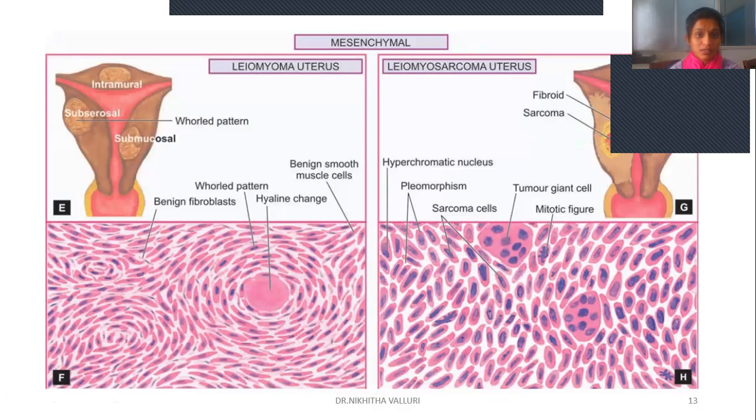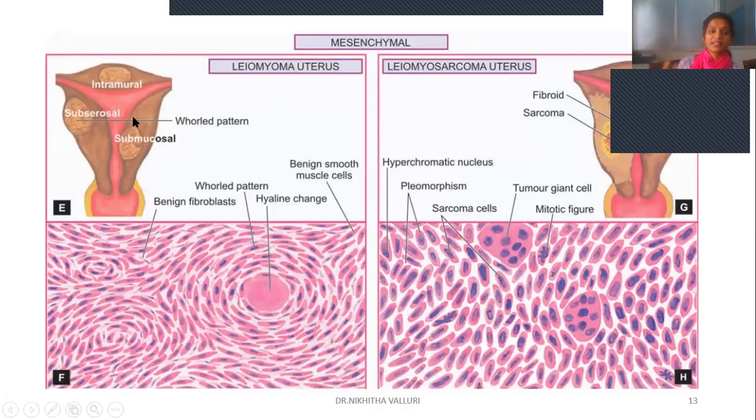Leiomyoma is nothing but smooth leiomyoma of uterus. If you see here, this is sarcoma. If there is involvement of mesenchymal tissue, we call it sarcoma. If there is involvement of epithelial tissue, we call it carcinoma, right? But myoma means benign tumor. Here the tumor is benign.